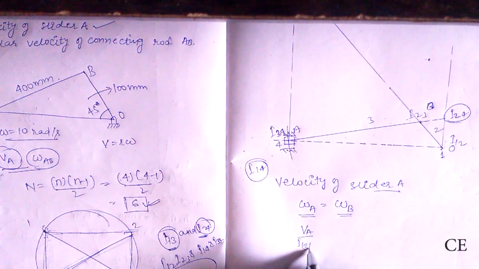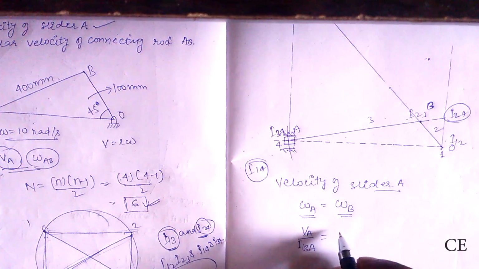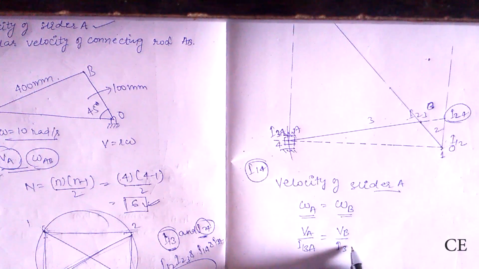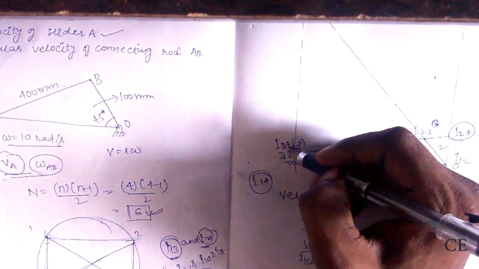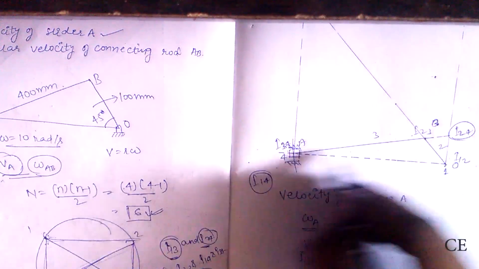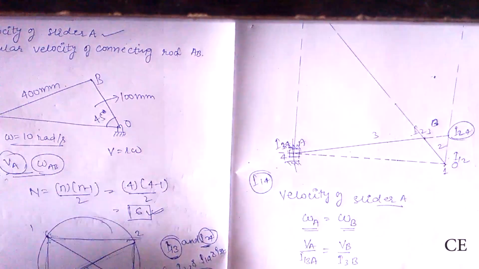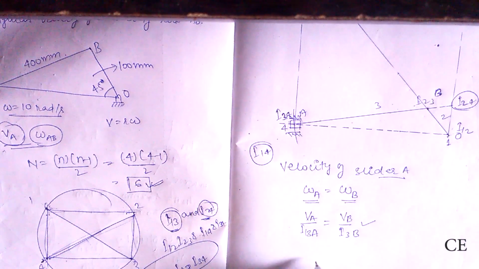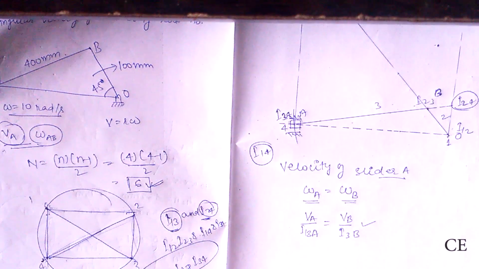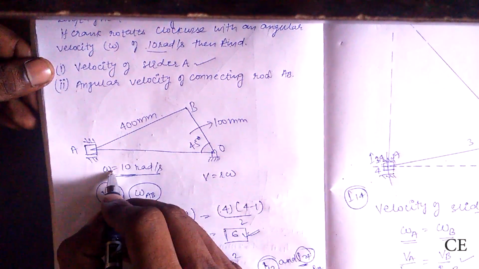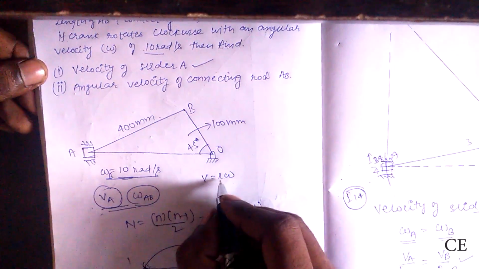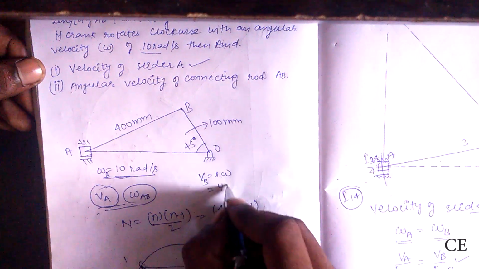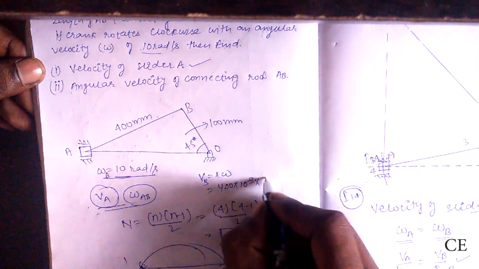So we can write omega as VA upon I13A, and again omega B as VB upon I13B. Here it is I13A and I13B, and omega would be the same for all the points on this link. So using that, we have the velocity VB, as omega of crank OB is given over here. So VB would be R into omega.